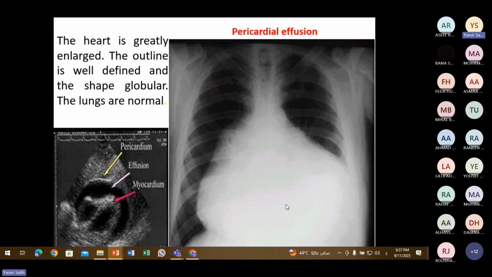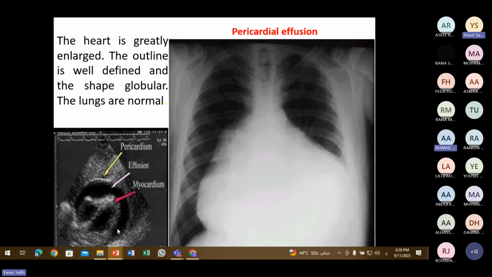طيب, what is the best imaging modality to diagnose pericardial effusion? The patient is suspected of pericardial effusion, عملنا chest X-ray. What should be done to confirm this diagnosis? You have to do an ultrasound, yes, اللي هي ايش بيسموها ultrasound for the heart. It's called what? Echocardiogram, cardiography.